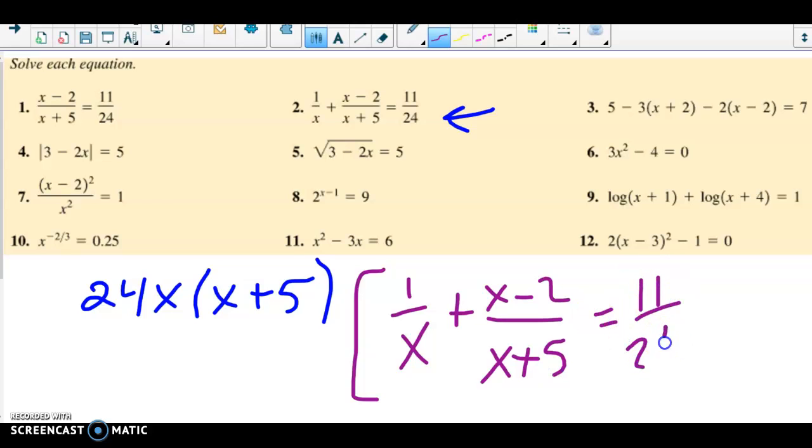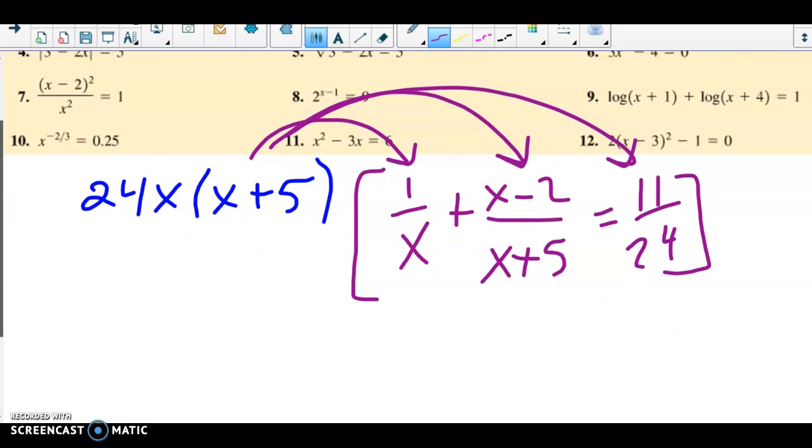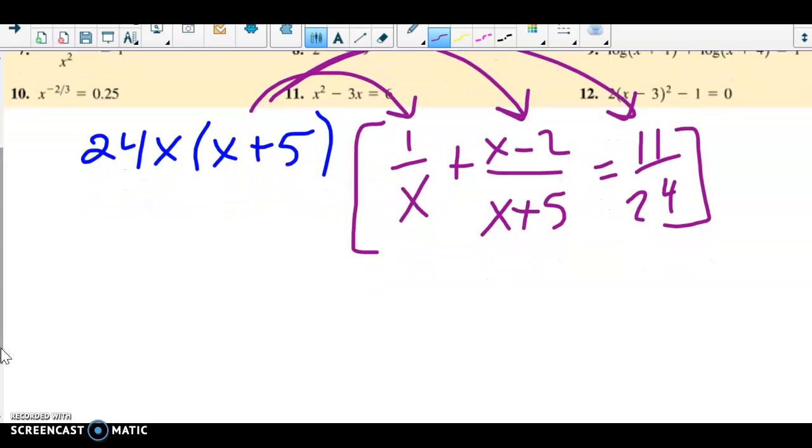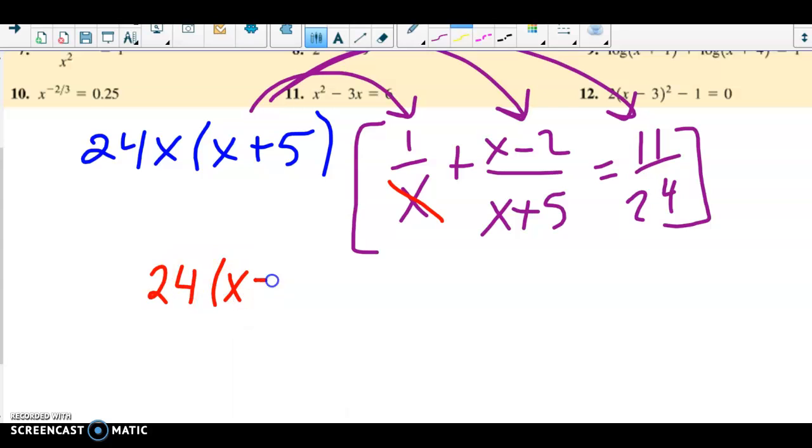Okay? When you multiply the common denominator by each of these terms, think about what crosses out. What crosses out first, when I multiply this times 1 over x? The x's cancel, right? So then, what do I have left? 24 times x plus 5 times the 1 in the numerator. I don't have to write times 1.